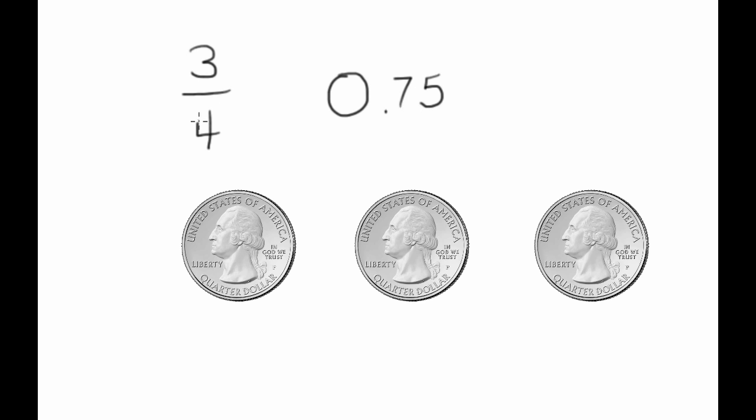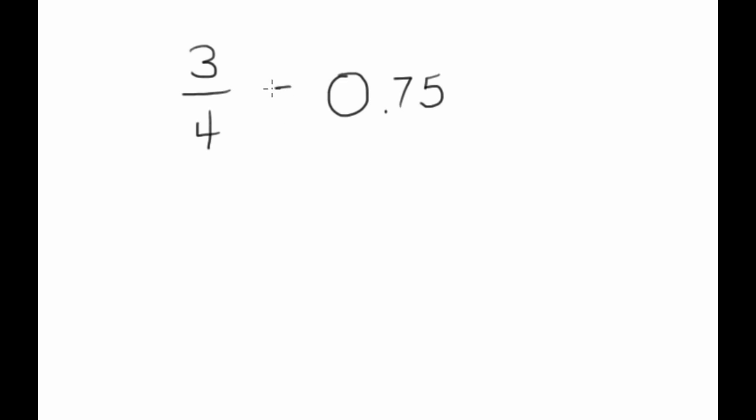We know how to answer this question. If we're talking about 3/4 of a dollar, there's the fraction 3/4, and that's the same thing as $0.75. Because 3/4 is 3/4: 1, 2, 3. That's 75 cents. So these two things are equal.